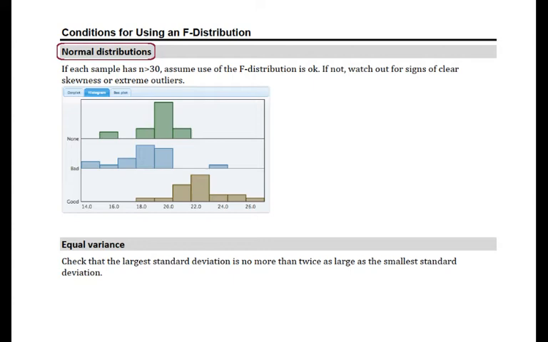If each sample has at least 30, we usually assume that it's okay to use the F distribution. Unless we see an extreme outlier, then we might have to look a little bit closer. But if n is less than 30, we definitely want to watch out for signs of clear skewness or outliers. In this case here, n is equal to 20 for each of these.